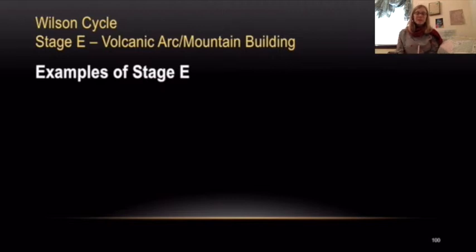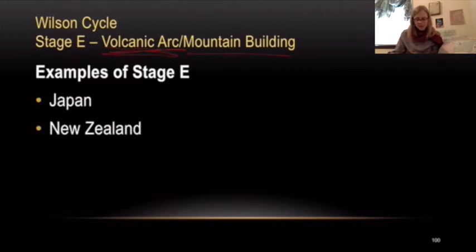The best example I can give you of stage E, volcanic arc mountain building. Again, I'm not telling you what it's called. Volcanic arc, we've just explained why it's called a volcanic arc. A bunch of volcanoes in an arc shape. It's making a mountain. All right, so it's making a line of mountains because of the volcanoes. The best example is Japan, but New Zealand is another example.